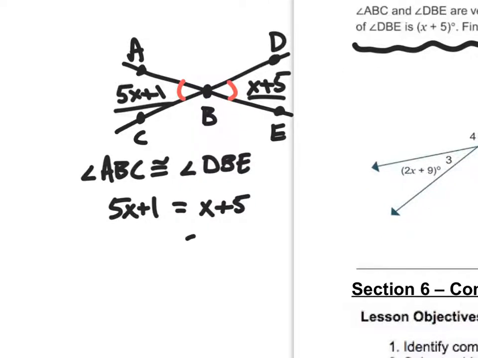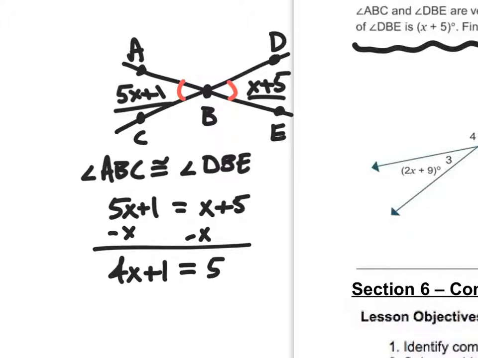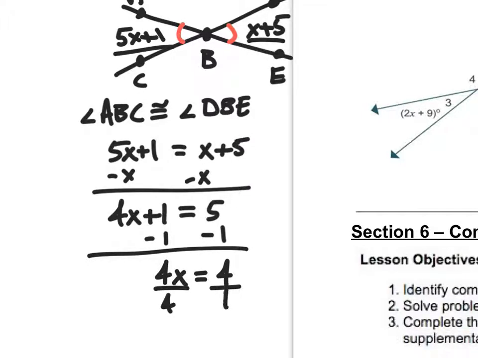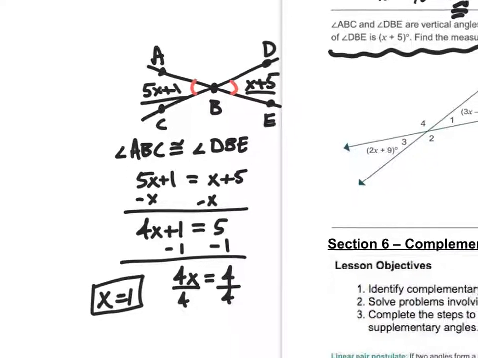So I'm going to go ahead and subtract x on both sides, and we get that 5x minus an x is just 4x plus 1, and that's equal to positive 5. Okay, I'm going to subtract 1 from both sides, so we get that 4x is equal to 4. And if I solve for x and divide both sides by 4, I get that x is equal to 1. So it wants me to find those angle measures.